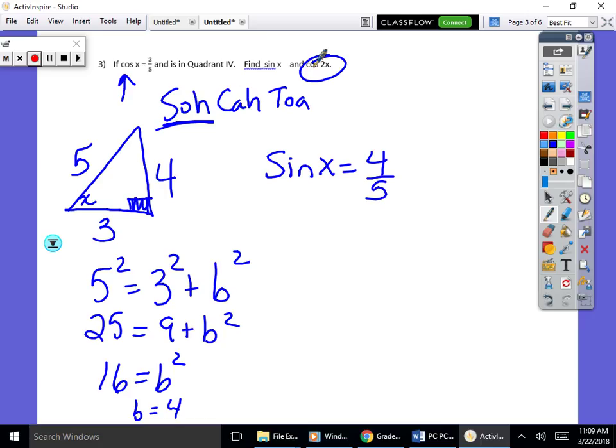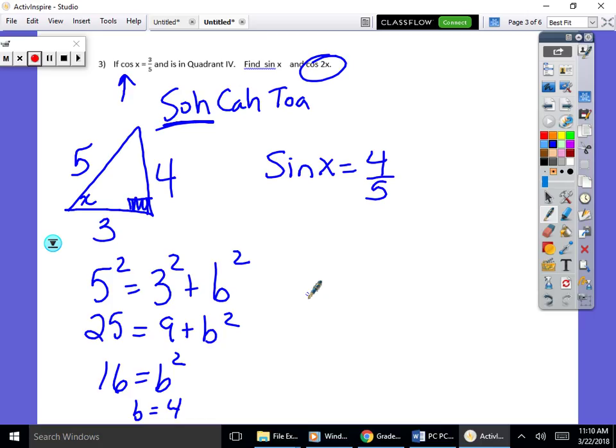Cosine 2x has lots and lots of formulas. It has 3 different formulas on your blue sheet. Pick one of them. I don't care. Shout it out to me. What's the formula for cosine 2x? Hopefully you pick an easy one. Look at your paper. Give me an easy one. Come on. Isn't there 1 minus sine squared x or something? 1 minus cosine squared x. Is that on the formula sheet?